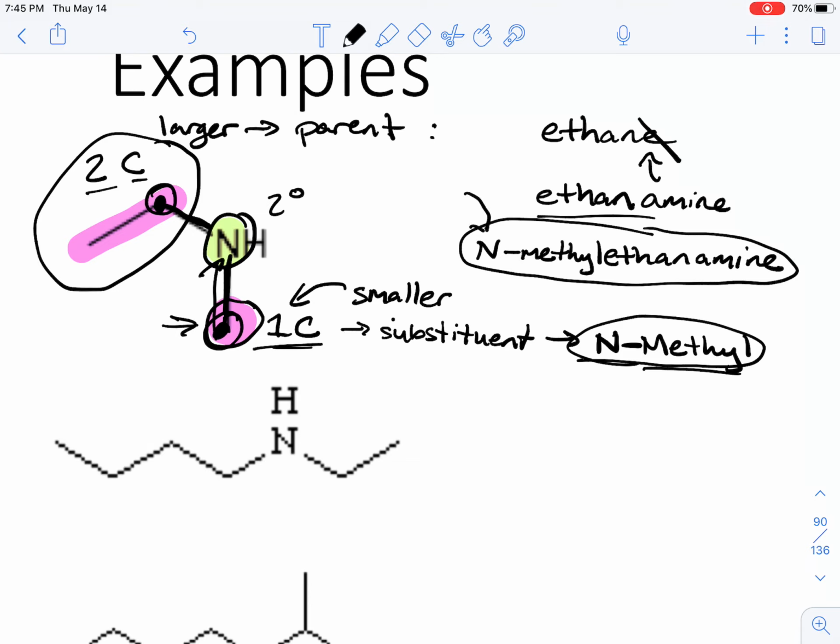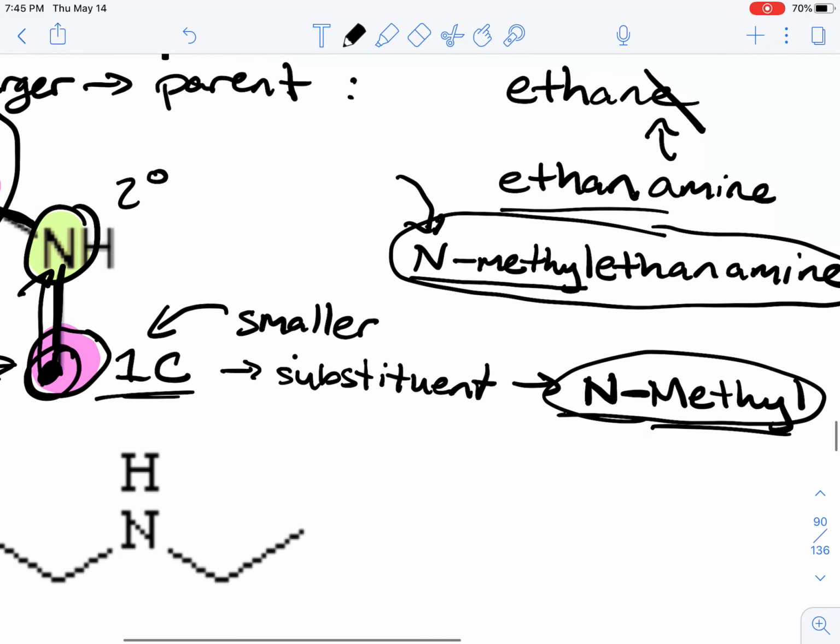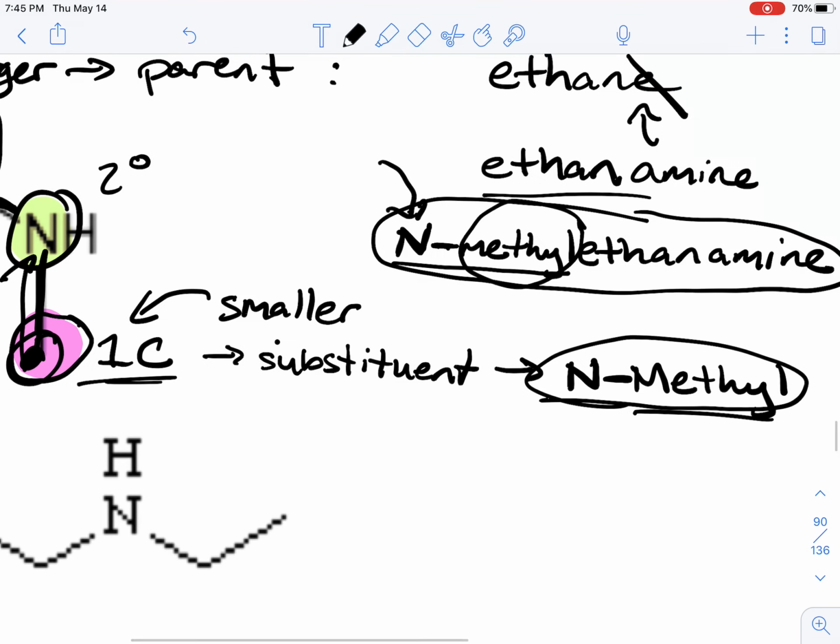And so the moment that you guys see a capital N in front of a substituent, that's going to imply that this methyl group is covalently bonded to the nitrogen. And so that is going to be an indicator that you have either a secondary or tertiary amine when you guys are going from the name to its structure.